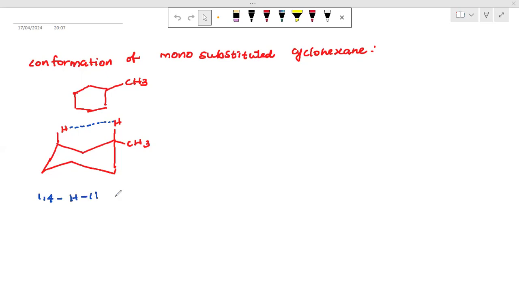Hydrogen diaxial interaction, 1,4 hydrogen diaxial interaction. So another compound also I write.